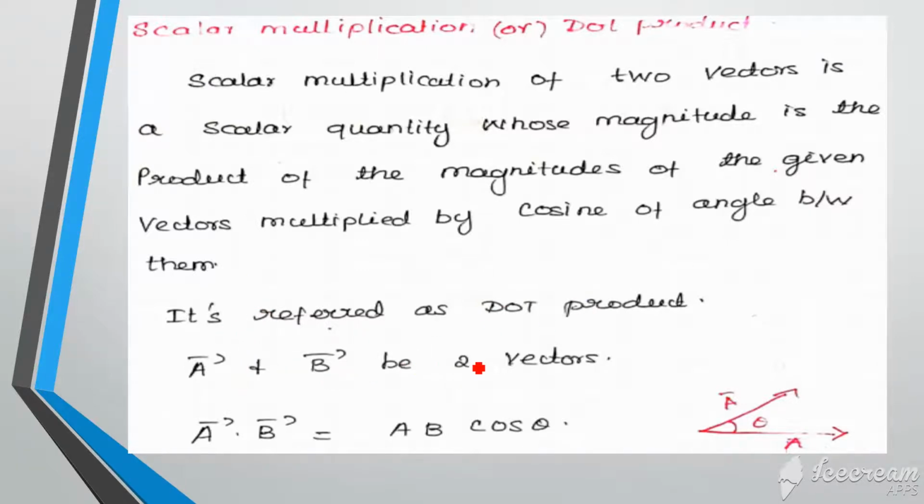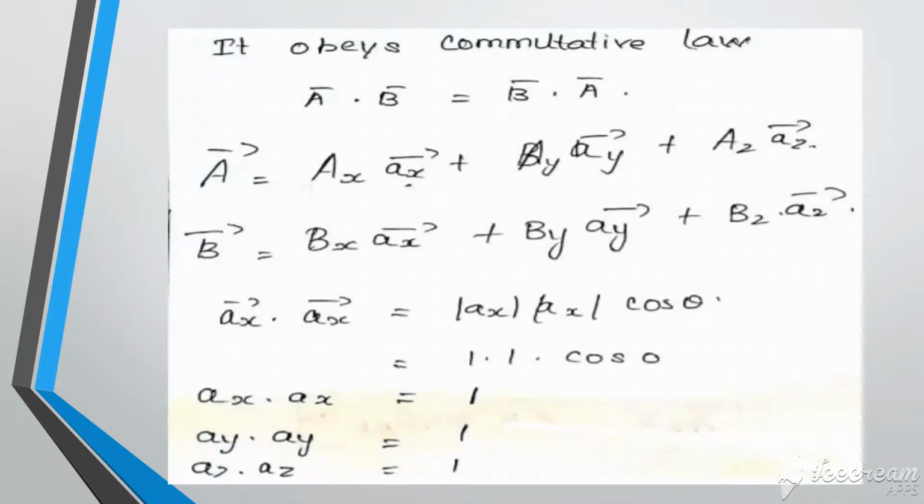A and B being two vectors, then A dot B can be written as AB, that is mod of A vector into mod of B vector into cos theta. This is the relation for A dot B. So this is the A vector and here we have the B vector. For the dot product of these, we get the standard relation: A dot B is equal to mod of A into mod of B into cos of the angle between these two vectors, that is theta. It obeys the commutative law, that is A dot B is equal to B dot A.